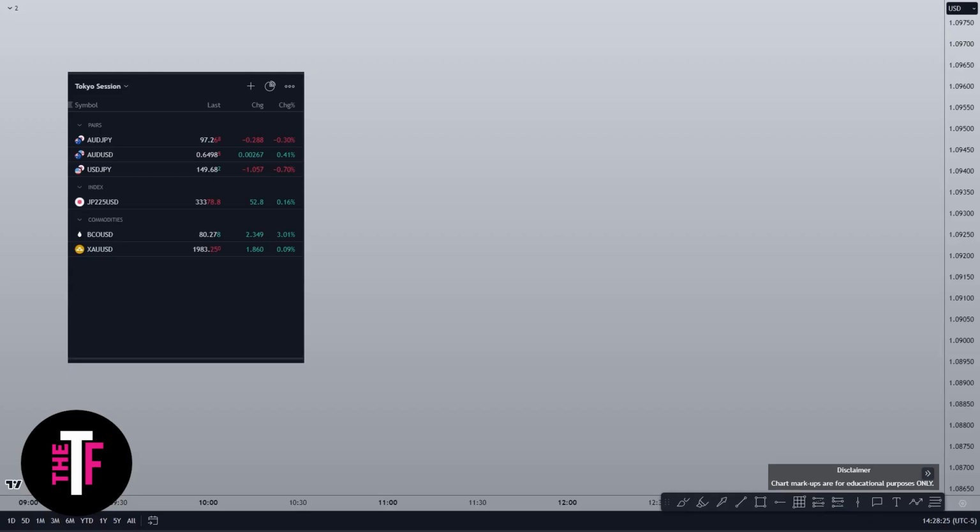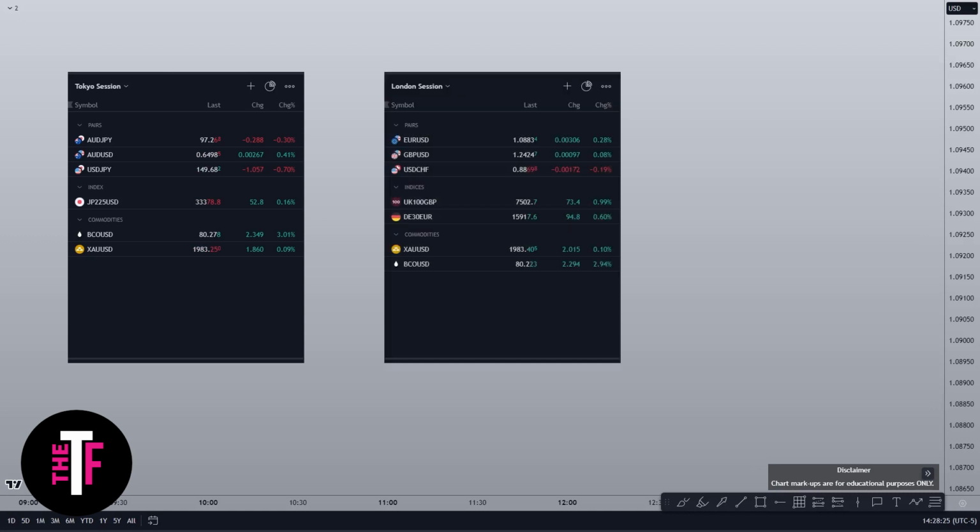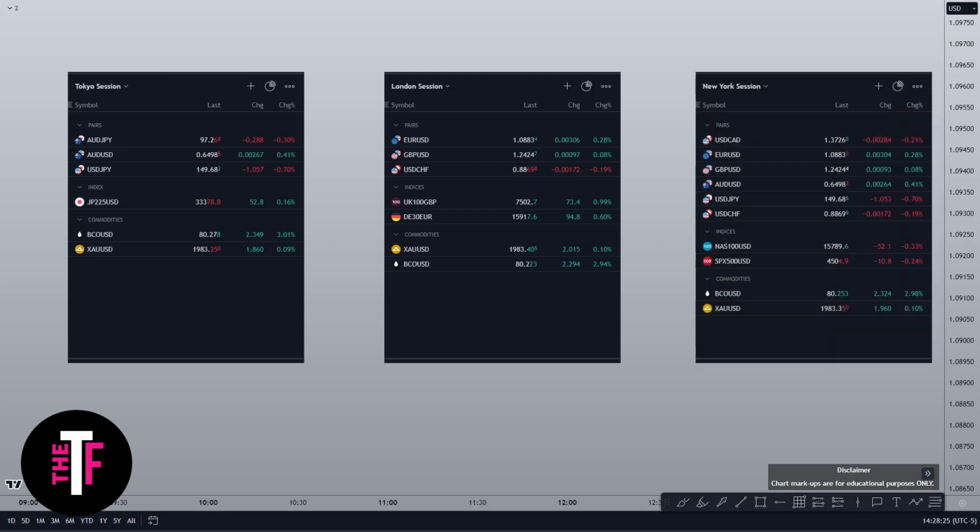Now that you know what Forex trading session you trade during, on to some suggestions. If you trade during the Tokyo session, test your strategy on these assets: UJ, AU, AJ, and the Nikkei. If you trade during London session, give these instruments a go: EU, GU, UF, FTSE, and the DAX. If you're a New York session trader, you'll want to try these out: UC, EU, GU, AU, UJ, UF, NASDAQ, or the S&P 500.